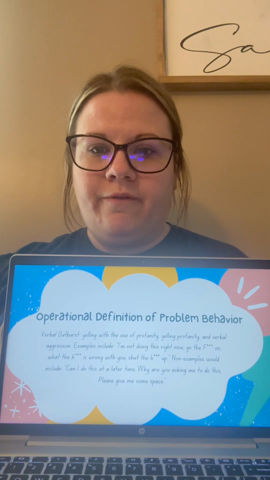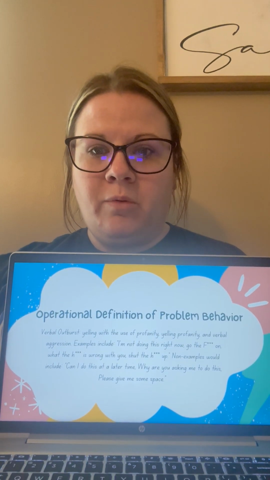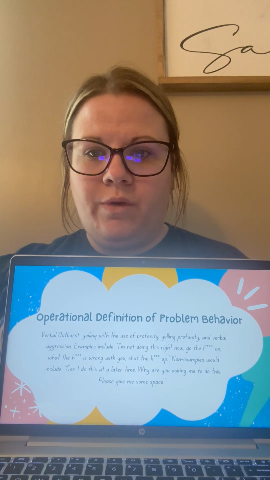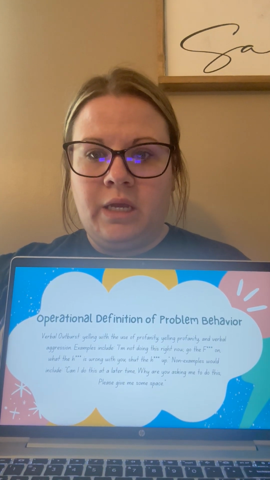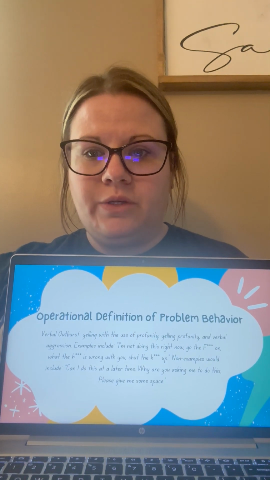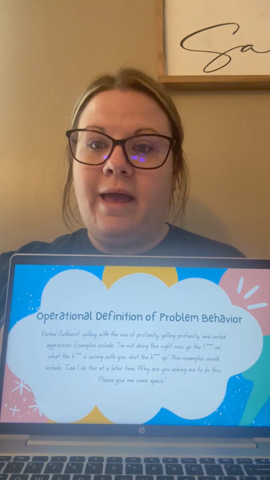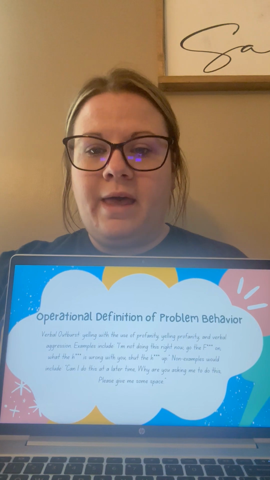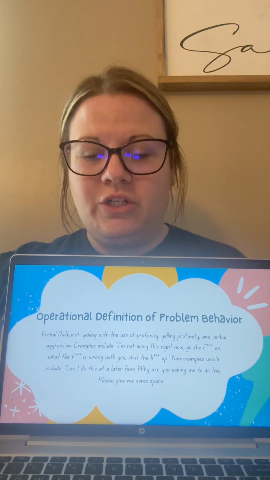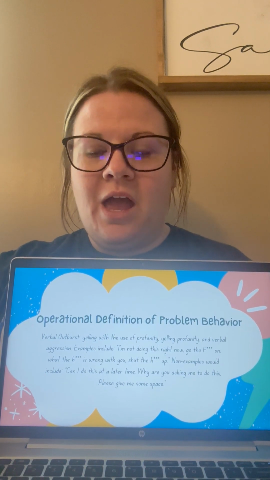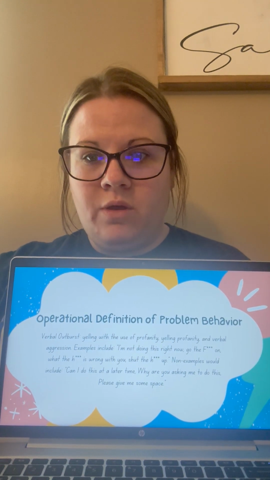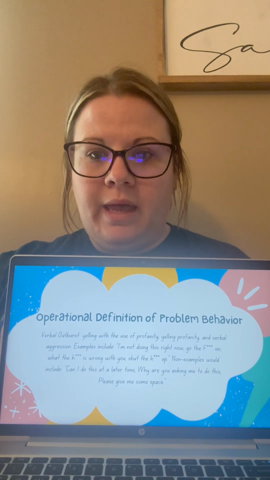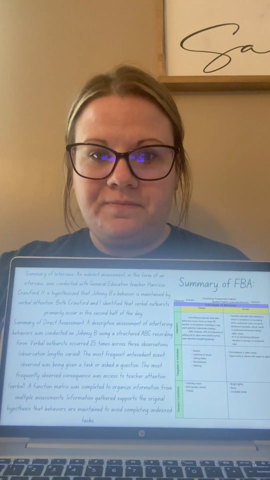Operational definition of problem behavior. Verbal outbursts include yelling with the use of profanity, yelling profanity, and verbal aggression. Examples include, "I'm not doing this right now," "Go the F on," "What the H is wrong with you," and "Shut the H up." Non-examples would include, "Can I do this at a later time?" "What are you asking me to do?" and "Please give me some space."